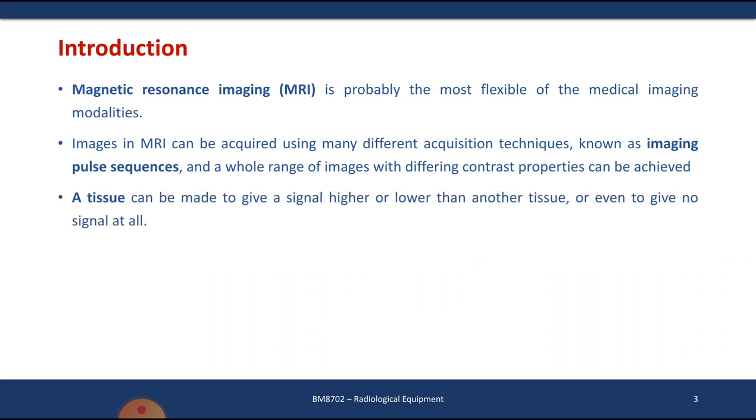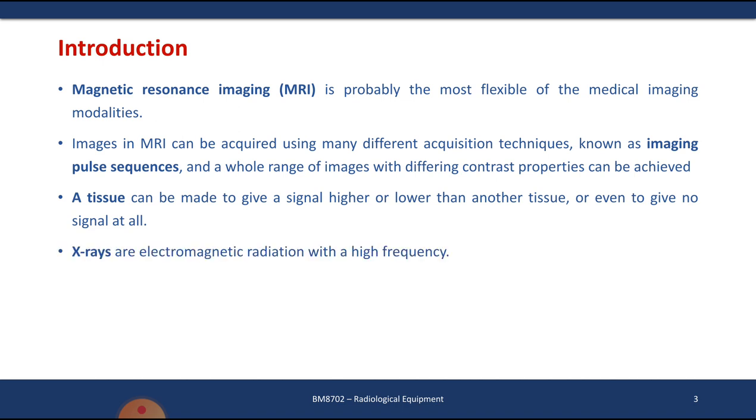A tissue can be made to give a signal which is higher or lower than another tissue, or it can give no signal at all. So, when you image your head using MRI, the skull can be ignored. When you set the pulse accordingly, you can remove the skull and view only the brain alone. The skull doesn't give any signal, something like that. So, we can perform different kinds of imaging using an MRI system.